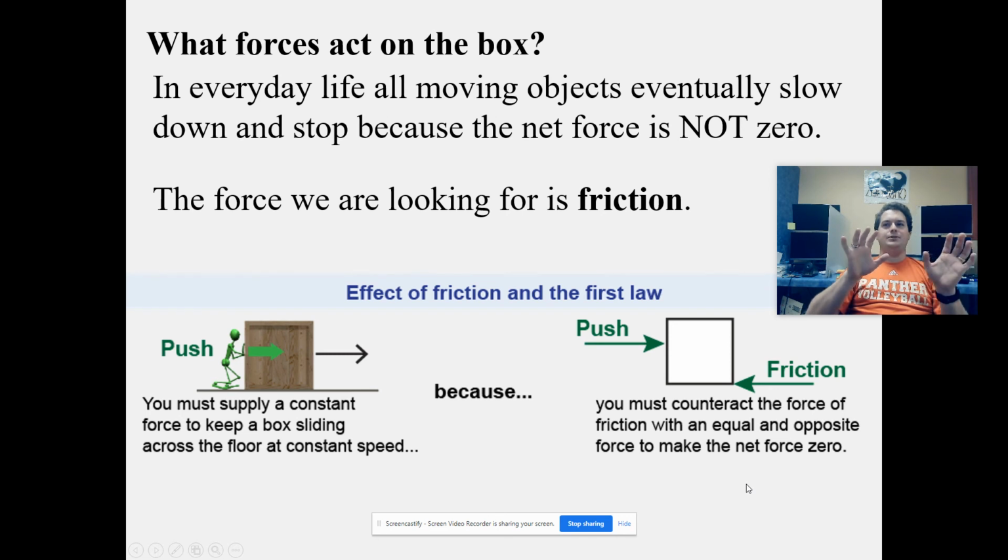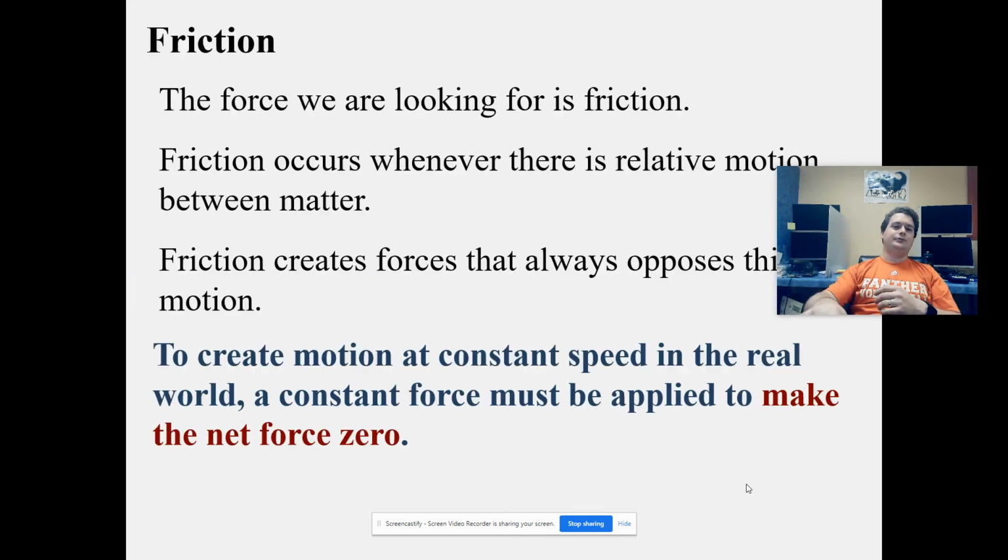So in order to keep an object with a net force of 0, to keep it moving at a constant velocity, you have to keep applying that force. That's why when you drive a car, if you want to keep it at 60, keep the net force 0, you have to keep the gas going on the car.